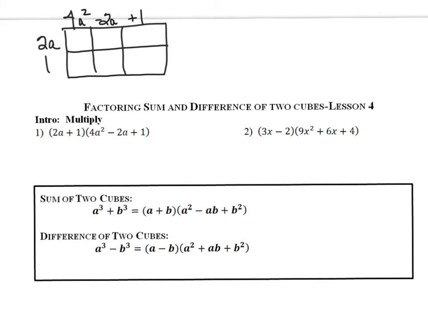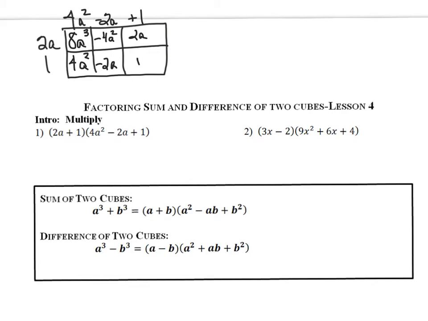So remember how we multiplied 2a times 4a squared, and that's going to give me 8a to the third. 1 times 4a squared is 4a squared. 2a times negative 2a is negative 4a squared. 1 times negative 2a is negative 2a. 2a times 1 is 2a. And 1 times 1 is 1.